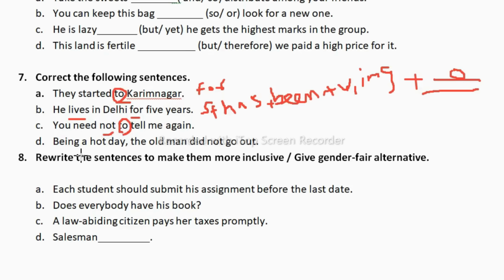Next one. "Being a hot day, the old man did not go out." So only "being a hot day" we cannot use. "It being a hot day", or "It being a very hot day", we can also say, "the old man did not go out."